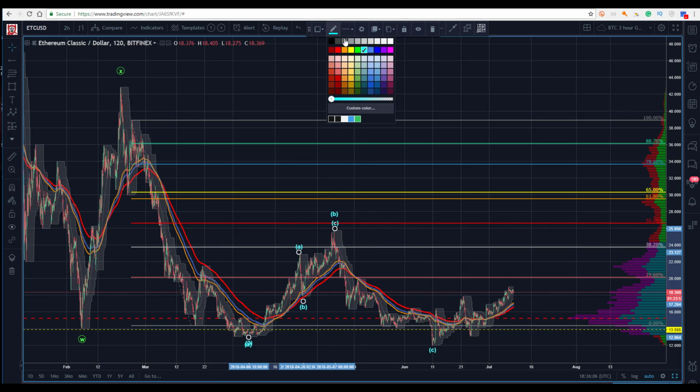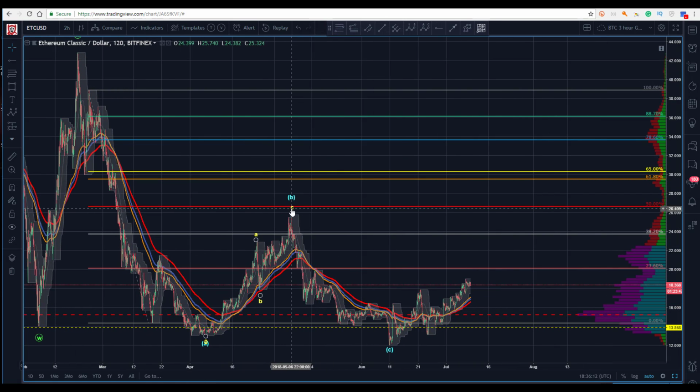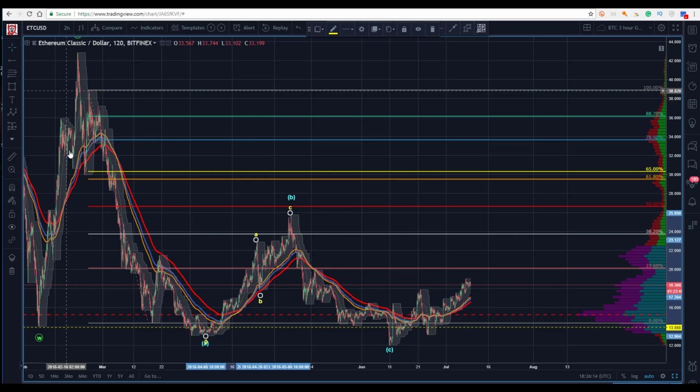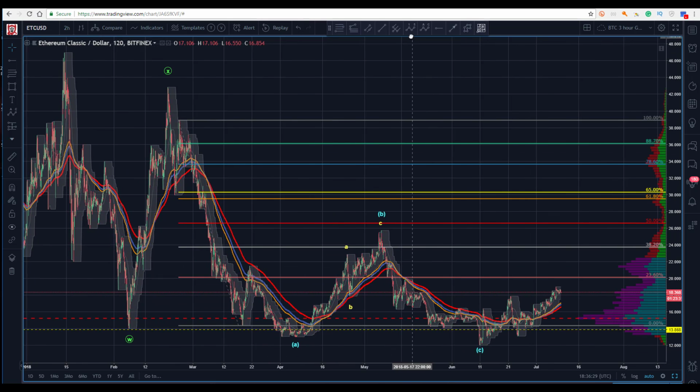Now let's lower that degree and go down, so it makes sense and we don't lose track of where we are in the count. Okay, so there's an ABC. I've got my 5 down for my A. I've got my ABC into my B, and it looks like I can get a 1, 2, 3, 4, and then swing down for the 5. So I've got everything I need to give me a clear count.